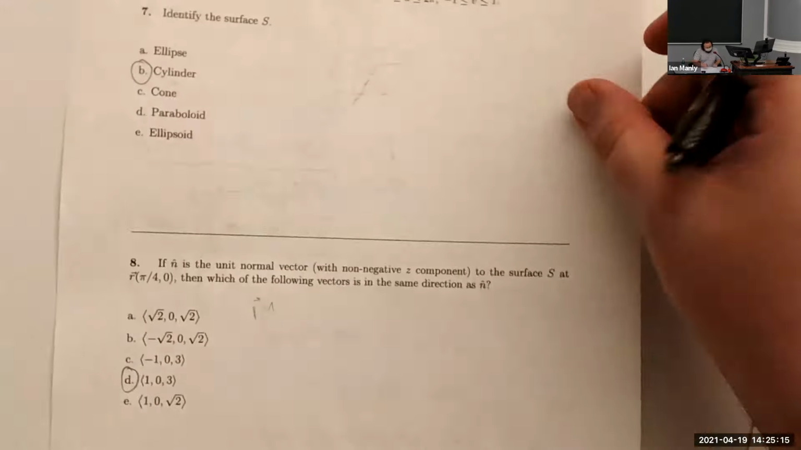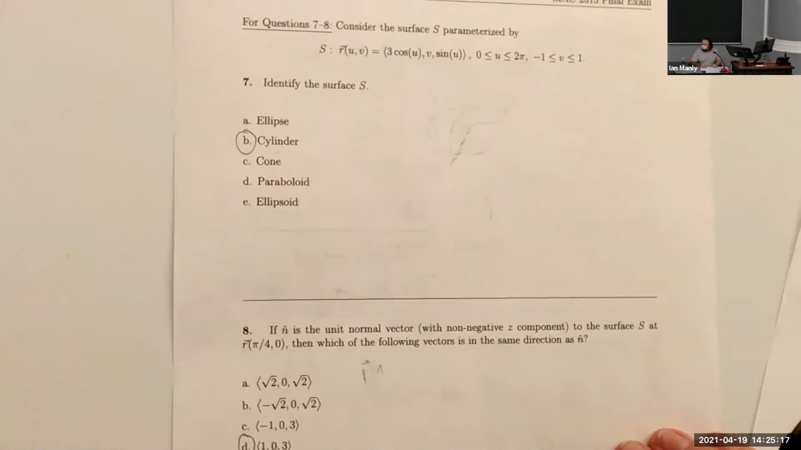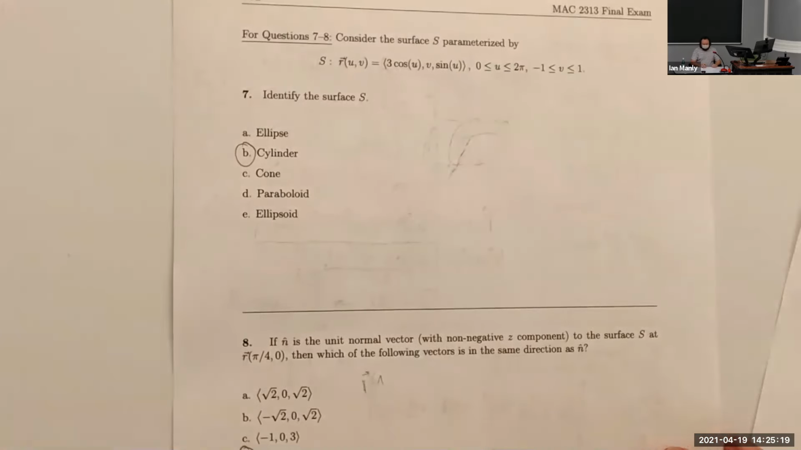All right, 7. Let's take a look at that. So this is a 2-part question. This is going to apply for 7 and 8. Consider the surface S parameterized by r of u, v is 3 cosine of u, v, and then sine of u, where u can range from 0 to 2 pi, and v can go from -1 to 1. Identify what the surface is.